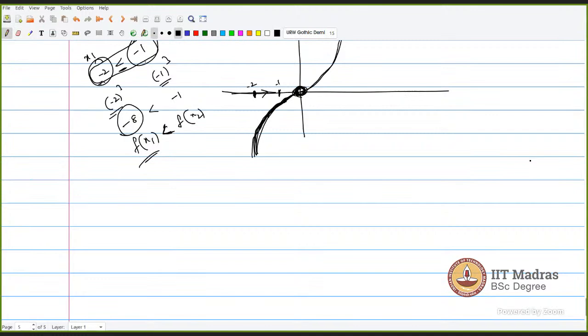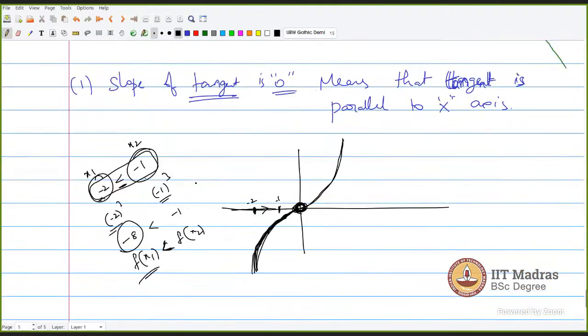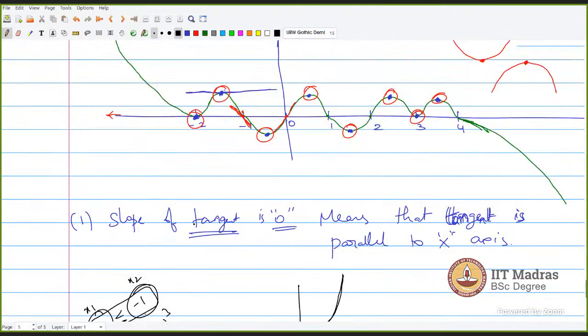Okay. So if you have some n turning points, the degree should be at least n plus 1. It is 1 greater than the number of turning points.